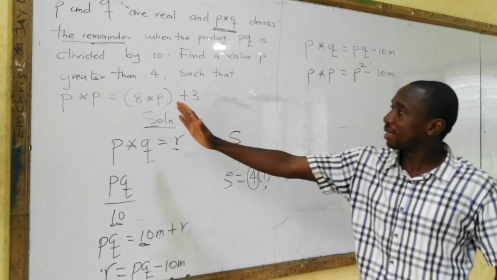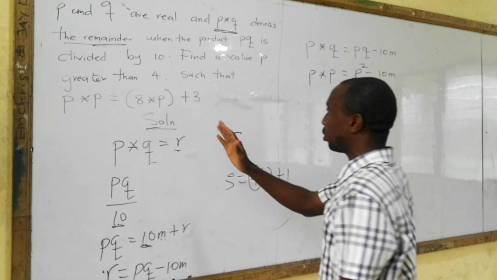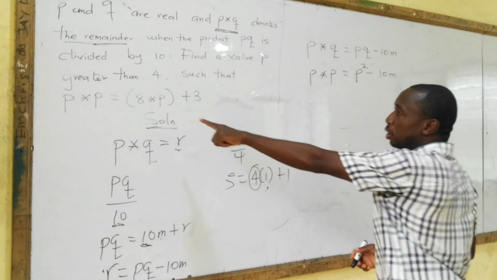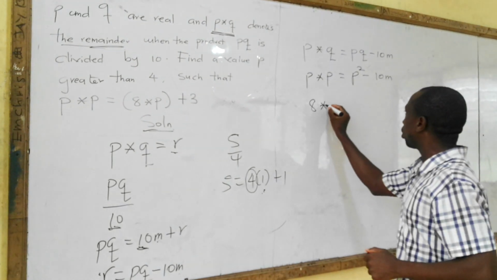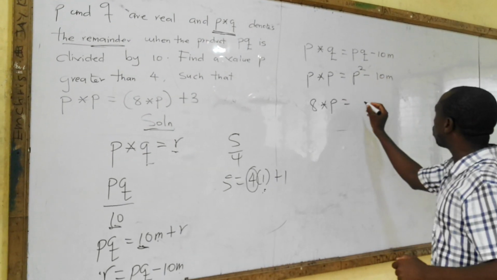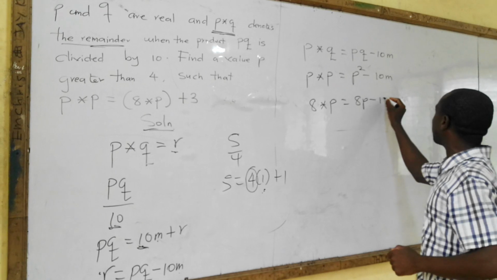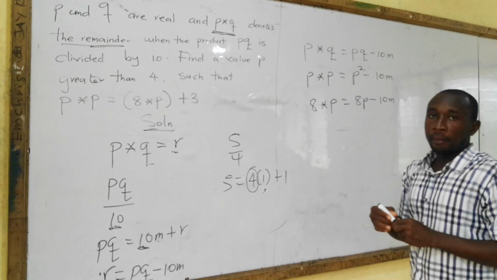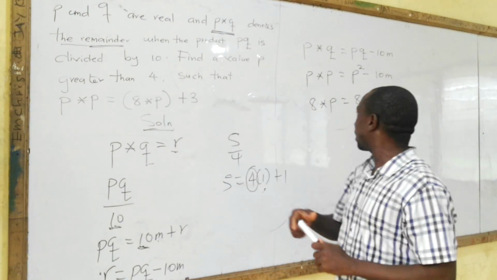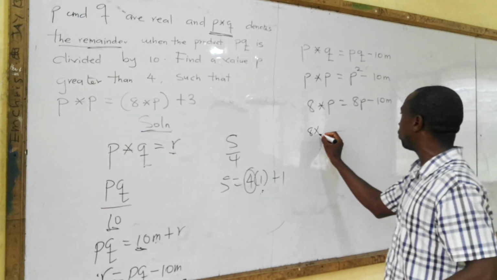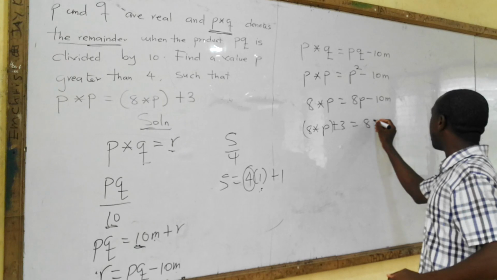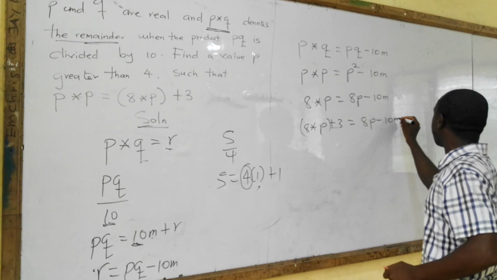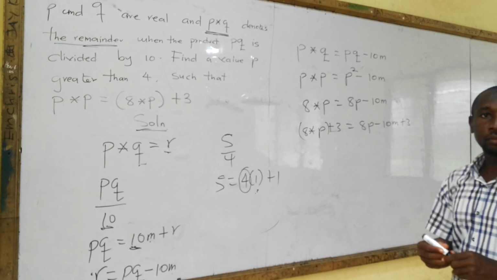Now let's come to the right hand side. This is for the left hand side. Let's come to the right hand side. We need to find 8 operated on P. 8 operated on P, per the formula, is going to be 8P minus 10M. But we need 8 operated on P plus 3. So 8 operated on P plus 3 here will be equal to 8P minus 10M plus 3.